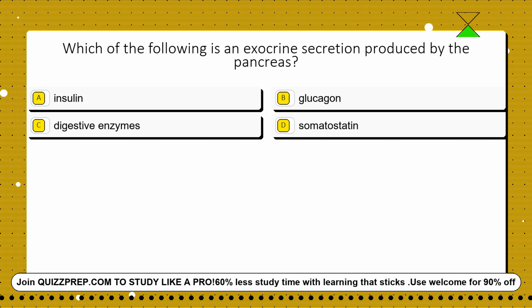Question 78. Which of the following is an exocrine secretion produced by the pancreas? Option A, insulin. Option B, glucagon. Option C, digestive enzymes. Option D, somatostatin.